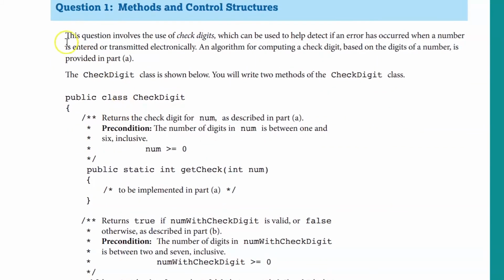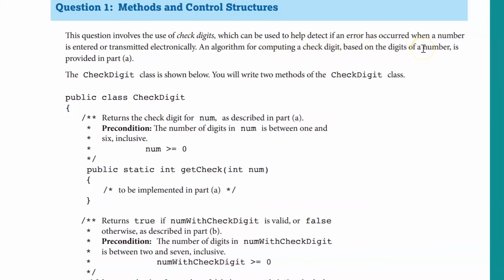So this question involves the use of check digits, which can be used to help detect if an error has occurred when a number is entered or transmitted electronically. Okay, so we're computing something called a check digit. We don't know exactly what that means, but they're going to give us an algorithm for computing a check digit based on the digits of a number.